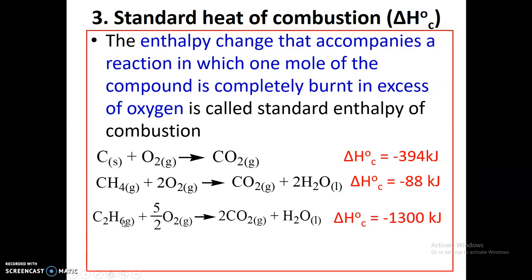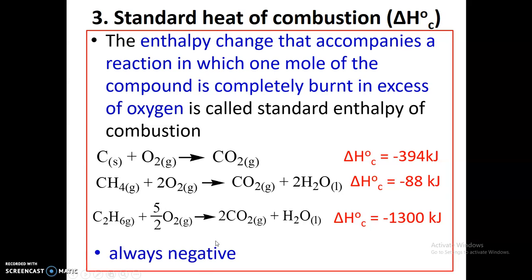When you look at these three combustion reactions, the compound involved in combustion should always be 1 mole. Combustion products may have different numbers of moles, but the compound undergoing combustion should be 1 mole, because the definition mentions the enthalpy change accompanying a combustion reaction when 1 mole of compound is completely burnt in excess of oxygen. So that compound should be 1 mole. And these are the enthalpies of combustion for carbon, methane and ethane.